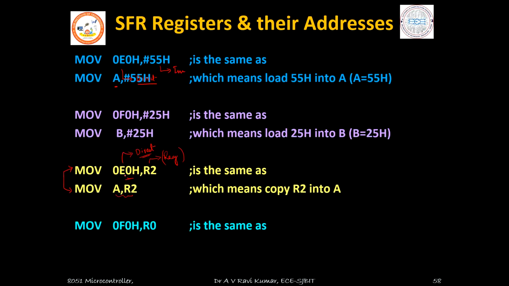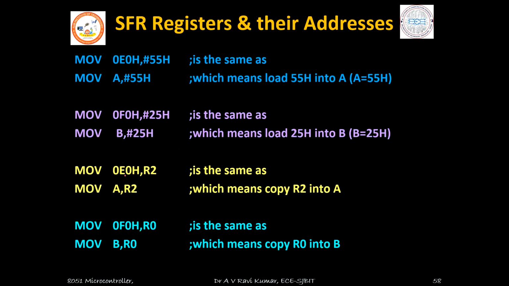Similarly we have one more example. R0 is copied into F0. As we know, F0 holds the B register, so the content of R0 is copied into the B register. So these are the examples. We can check the SFRs and their addresses in the RAM area, so that I can mention them in the operands.